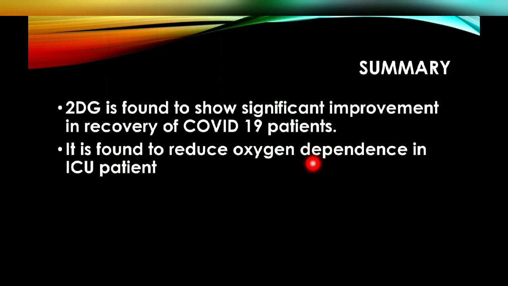So to summarize, 2-deoxy-D-glucose is found to show very great improvement in the recovery of COVID-19 patients, and it is also found to reduce the oxygen dependence, mainly in ICU setup patients. This drug has not come into use yet. It is about to come in a month or two. This video is mainly an educational video for students and children to learn about 2-deoxy-D-glucose, a new molecule which is not actually a new molecule. It is already there for cancer patients, and now they are trying it out in COVID-19 patients. Okay. Thank you.